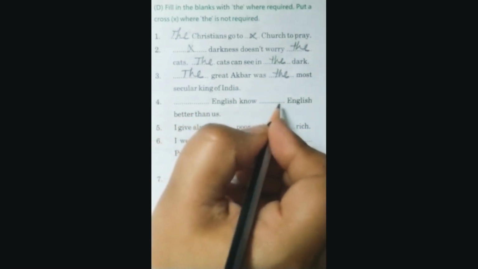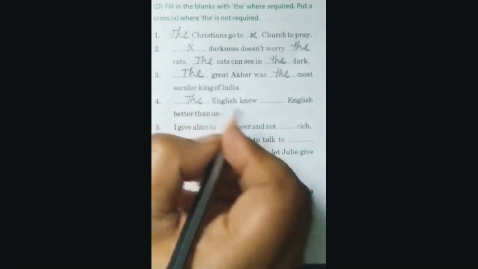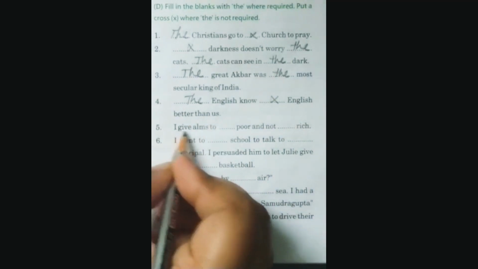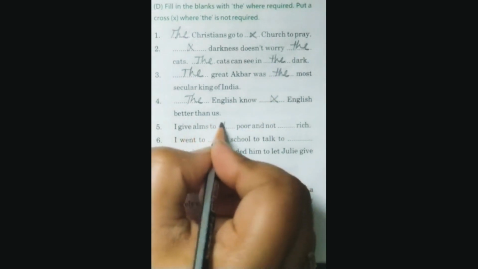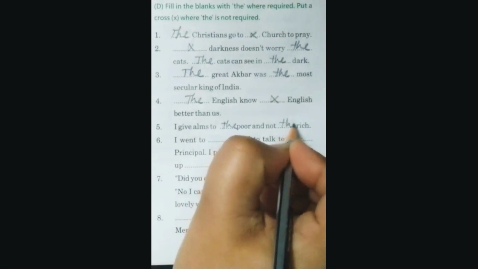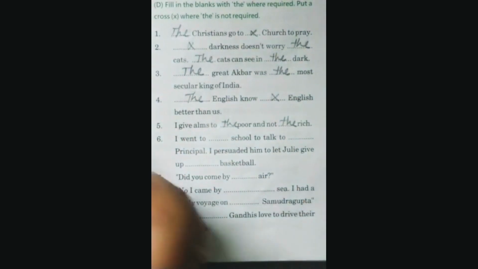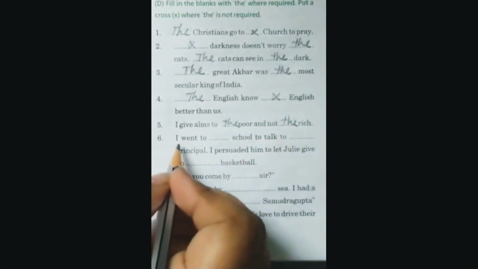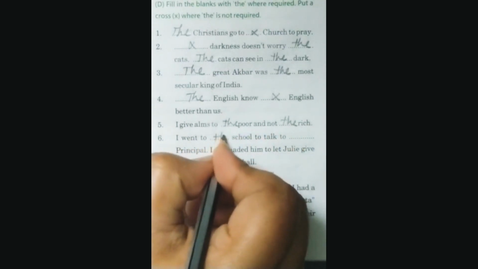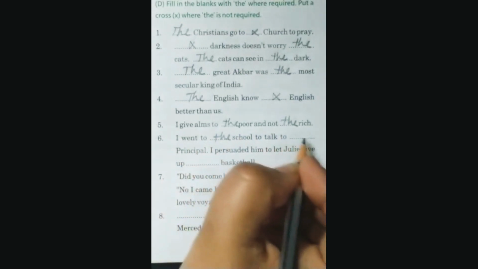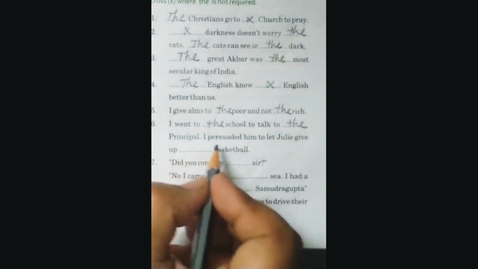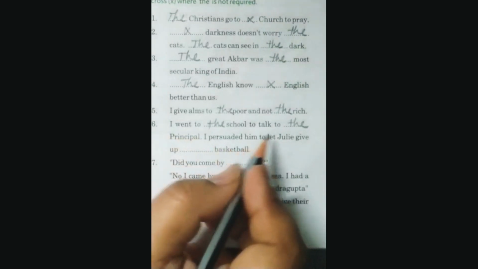Dash English know dash English better than us. The English means English people, and cross because it's a subject. I give alms to the poor, as I have already told you that we put 'the' before these terms, the poor, the rich. I give alms to the poor and not the rich. I went to the school to talk to the principal because it's a secondary purpose.